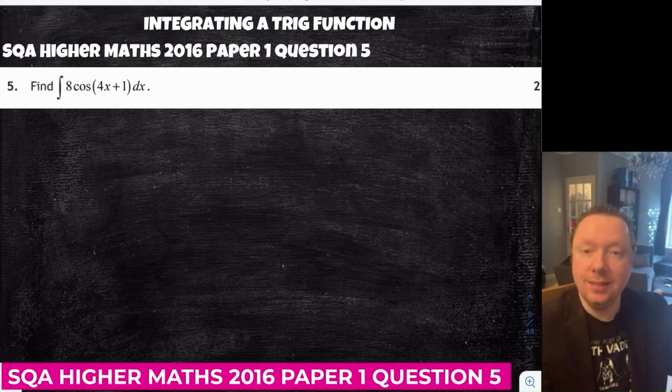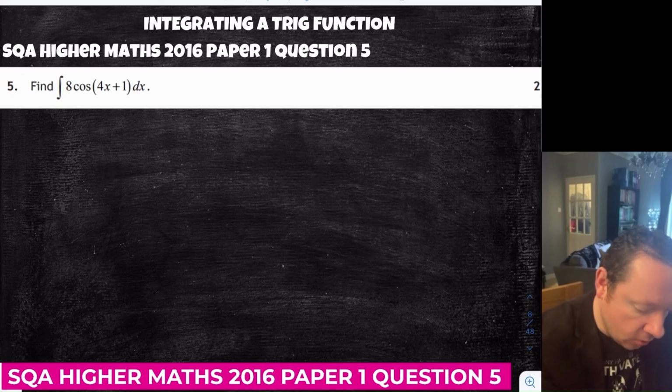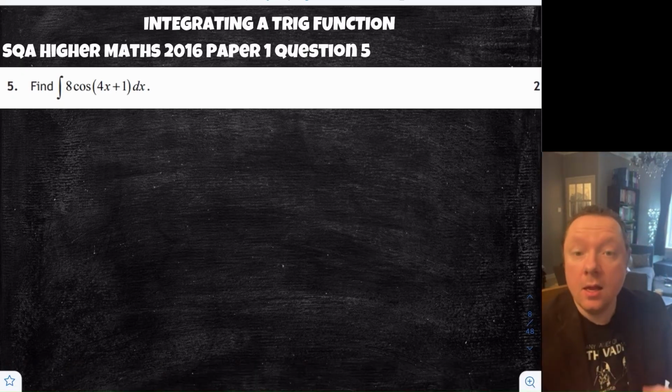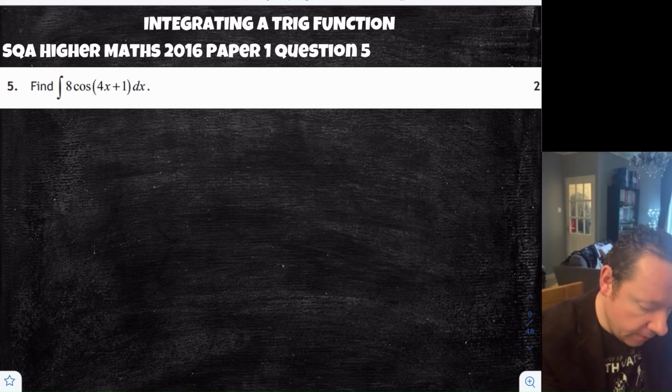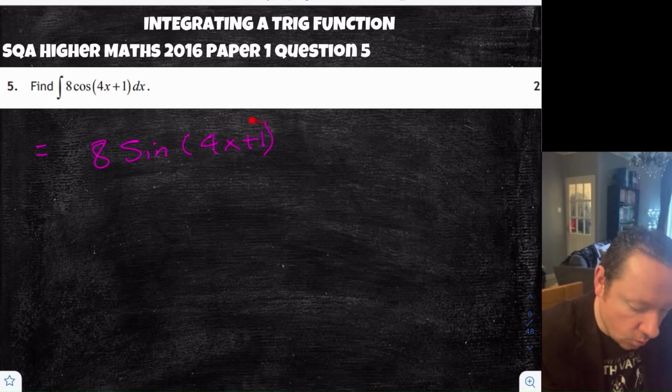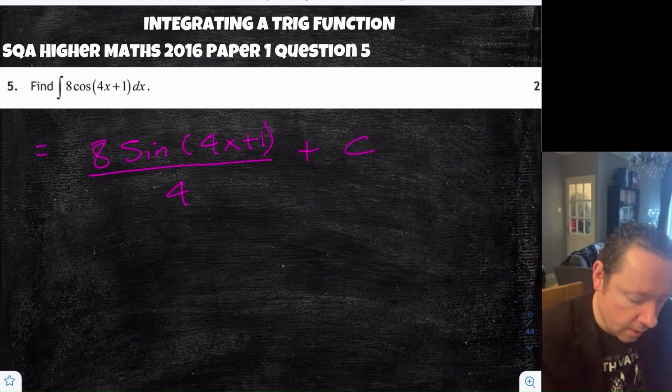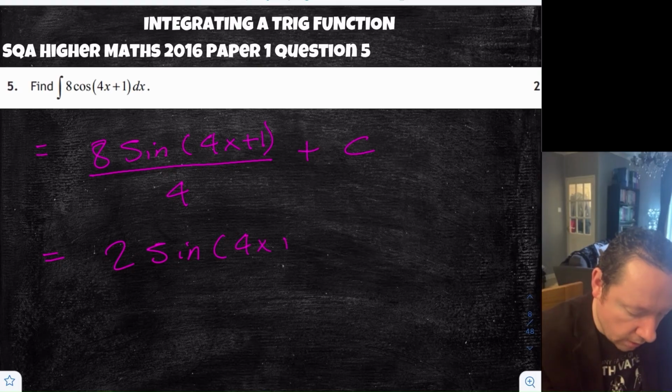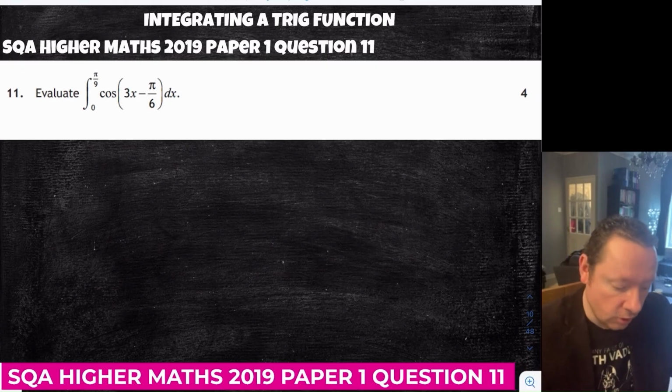SQA Higher Maths 2016 paper 1 question 5. Integrate 8 cos 4x add 1 dx. Cos goes to sine, check the start of exam paper, so that equals 8 sine, the whole function 4x plus 1. But then I need to differentiate 4x plus 1, well that's 4, and divide by that. So divided by 4, and don't forget your plus c. 8 divided by 4 is 2, so we get 2 sine 4x plus 1 plus c. And we're done there. Okay, integrating a trig function again with a chain rule.